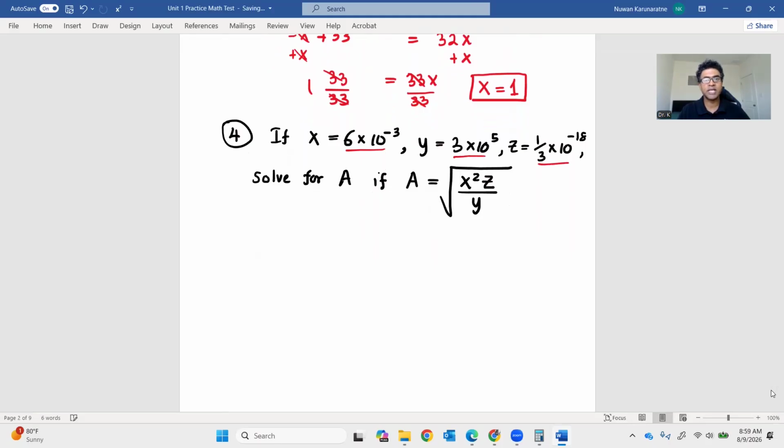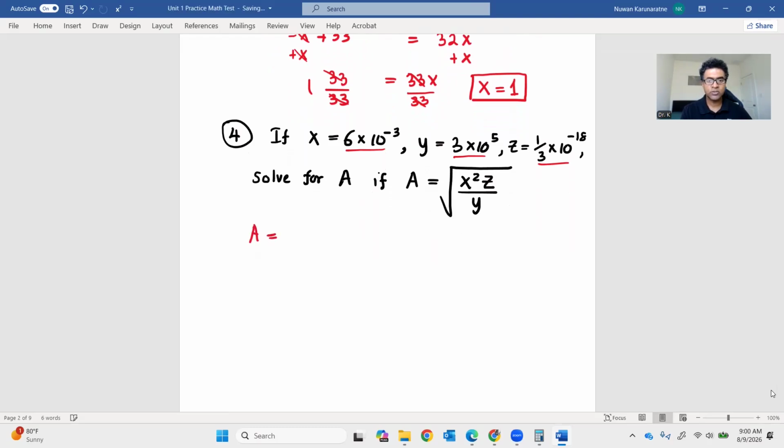So certain numbers can be expressed in scientific notations, especially if that number is very, very small or very, very large. In physics, we deal with such numbers which are very large and very small. So here I'm asking you to substitute the numbers, solve, and get an answer. Okay, so let's go ahead and do that.